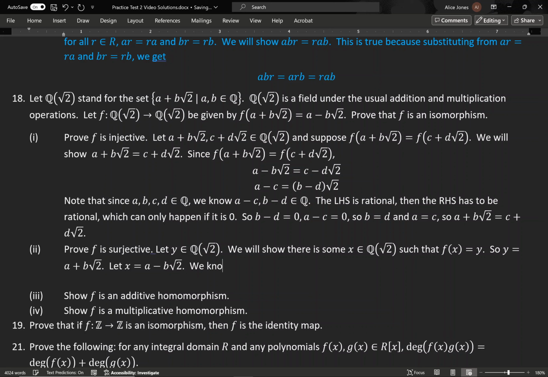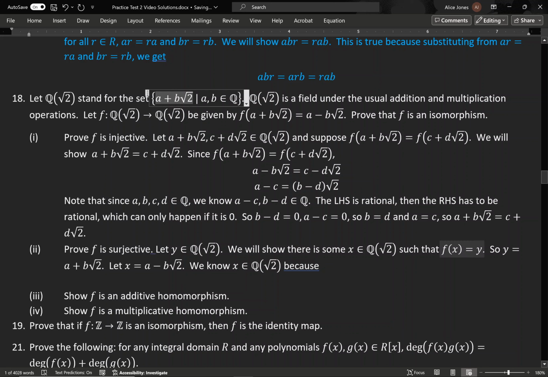So we know that x is going to be in q square root of 2. Oops, I'm supposed to put x there. Because y is defined as any rational number plus any rational number times square root of 2. We said that y was in that set, so a and b must be rational numbers, so a and negative b will also be rational numbers. So how can I say it? Like a and b are in q. So negative b is in q as well.